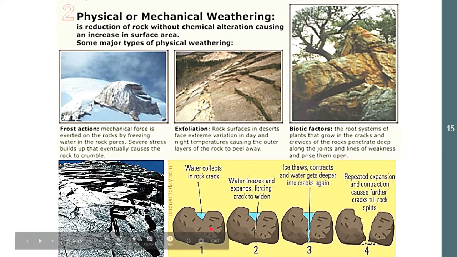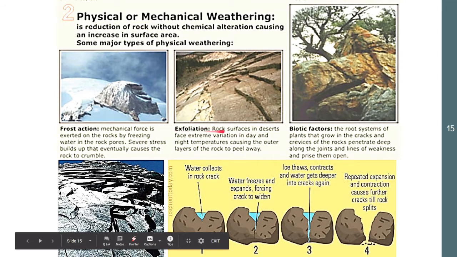So for example here, if this is your rock, when it rains, water collects in the rock crack. Then should there be a drop in temperature, or when it becomes winter time, water freezes and expands, forcing the crack to widen. And then when spring or summer comes, the ice will thaw, and the water will eventually evaporate. Because of that, the water gets deeper into the crack, and when it evaporates, it will cause the rock to crack until it splits and then eventually disintegrates.